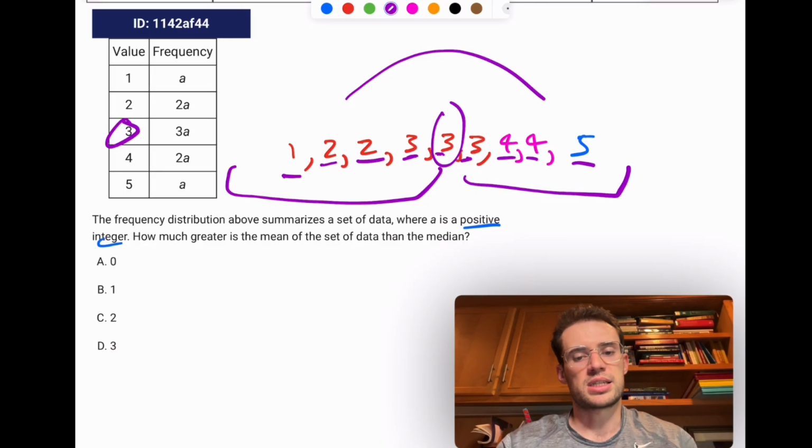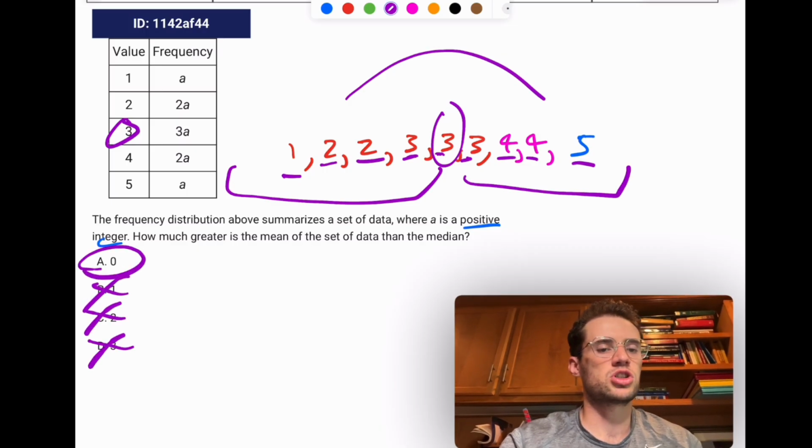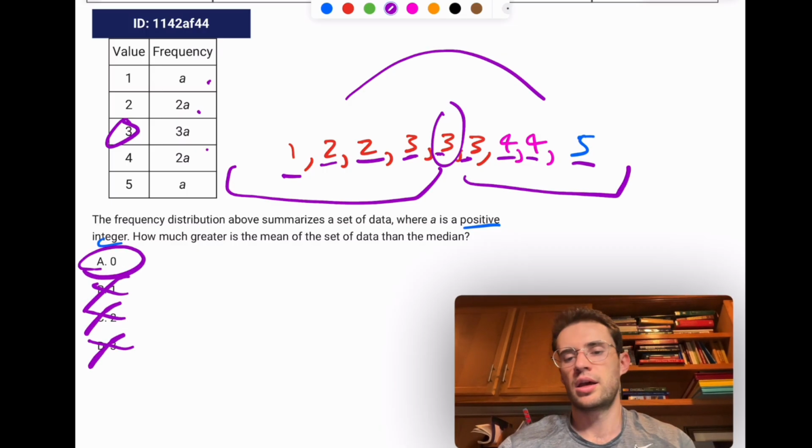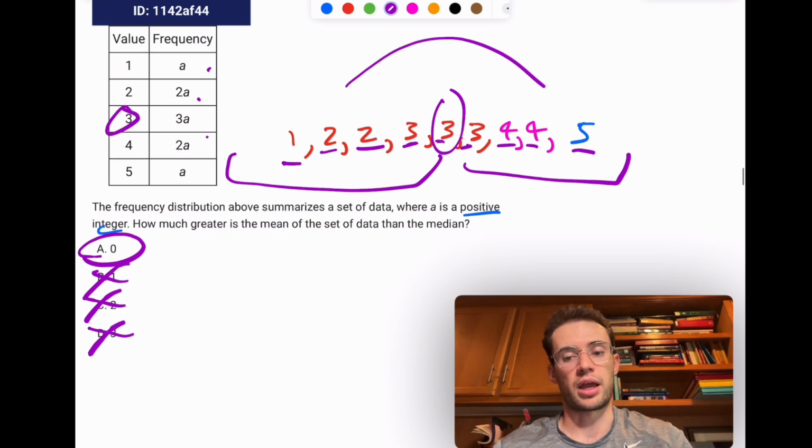So how much greater is the mean of the set than the median? 0. They're the same. Okay, so this one, it seems like it's going to be tricky because they have these A's and stuff, but again, a lot of times if they're throwing in something that seems out of the norm, that means that the actual math involved will be easy. You just have to conceptualize it a little bit better. And it wants to make sure that you actually understand what mean and median represent in a data set, not just memorizing the formulas and plugging them in.